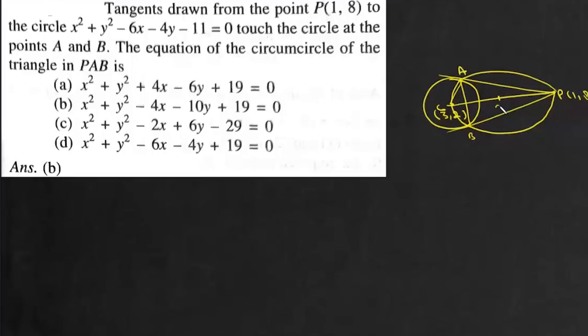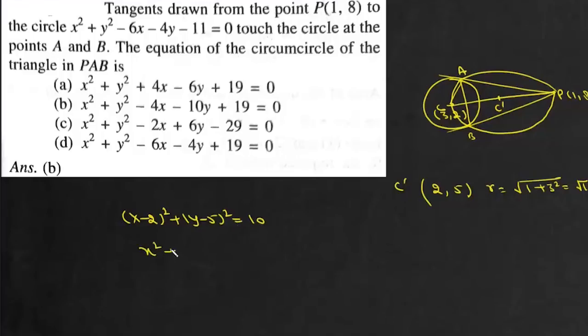So the center of this circle, say C dash, is the midpoint of PC, and the midpoint of PC is (2, 5), and its radius is the distance of the center from P. So it will be under root of 1 plus 3 square, which is under root 10. So the equation of this circumcircle will be (x minus 2) whole square plus (y minus 5) whole square equal to 10, or we can write x square plus y square minus 4x minus 10y plus 19 equals 0, and that's your option B.